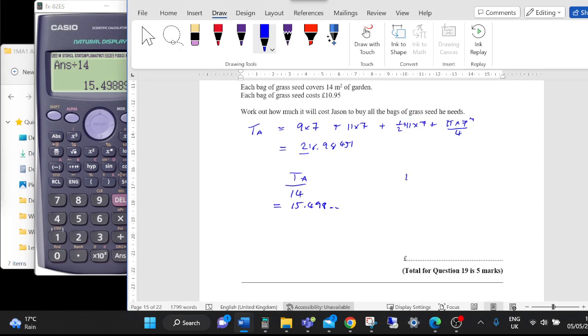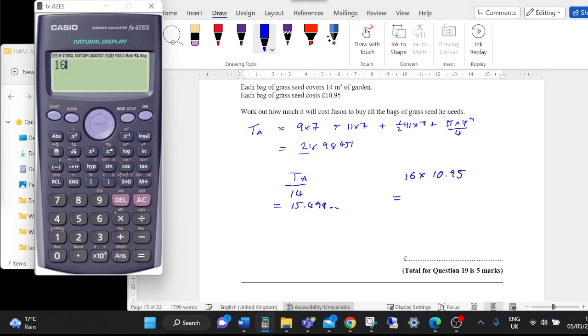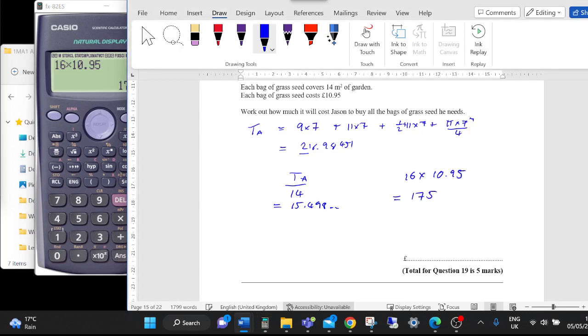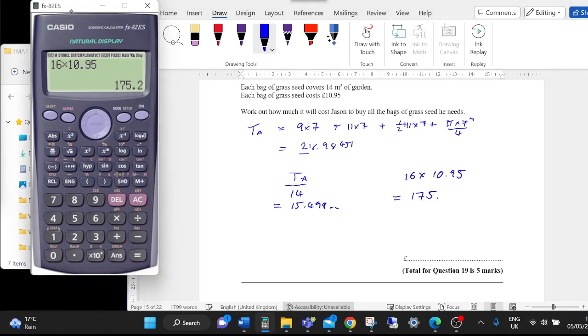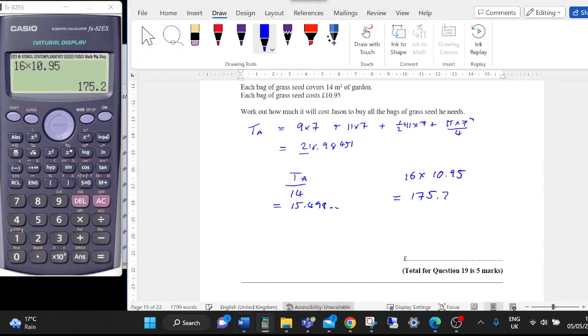So he's going to need 16 times the price per bag, £10.95. So his total cost is going to be 16 times 10.95. As long as I've done everything right, that's a total price of £175.20, I believe. Let's check the mark scheme though, to see whether they agree with me, and they do not.